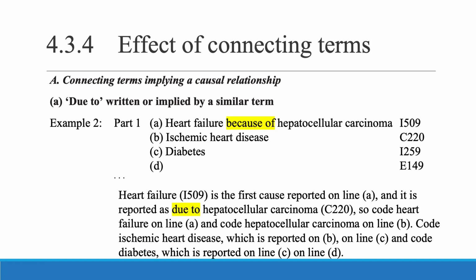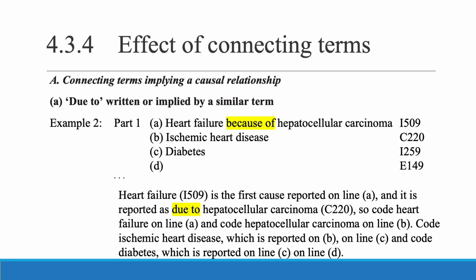Here's another example of a connecting term implying a causal relationship, in this case, a term that means due to. Let's look. On the slide, in example 2, on line A, the certifier has written heart failure because of hepatocellular carcinoma. Because of implies a due to relationship. So the explanation tells us heart failure is the first cause reported on line A, and it's reported as due to hepatocellular carcinoma. So code heart failure on line A and code hepatocellular carcinoma on line B.